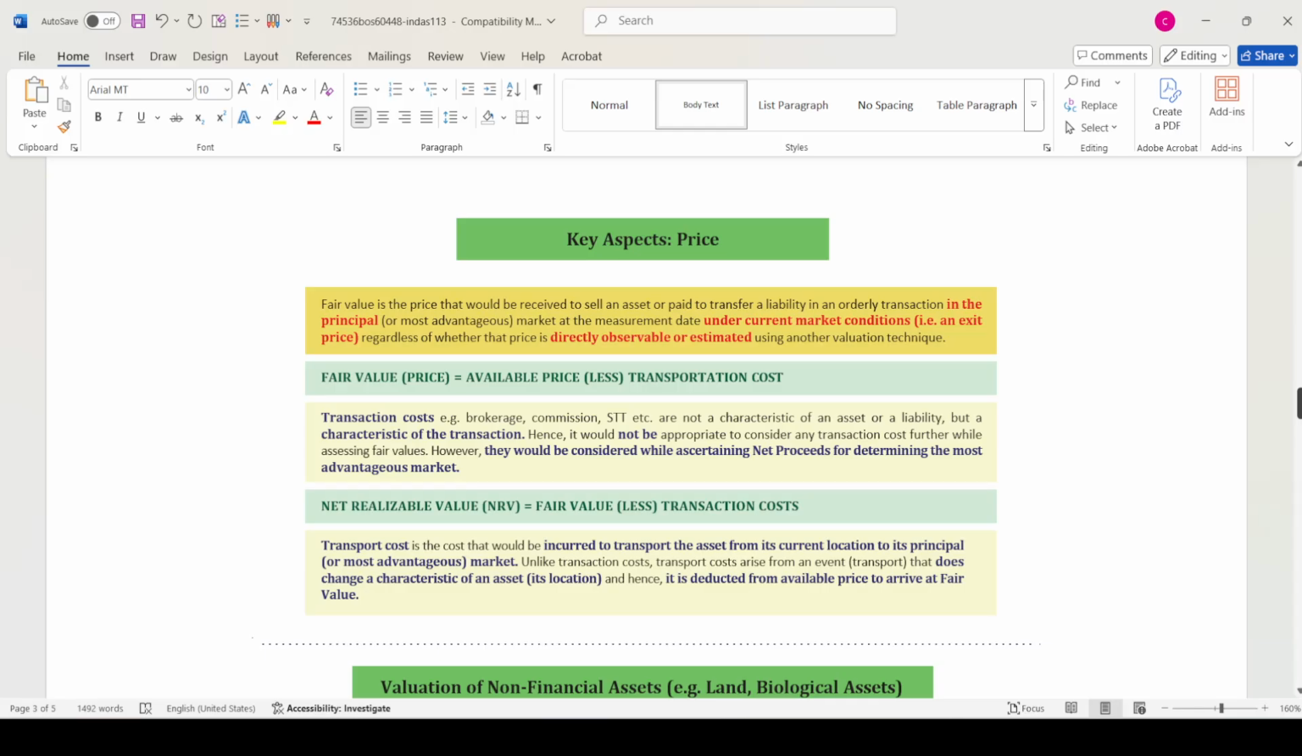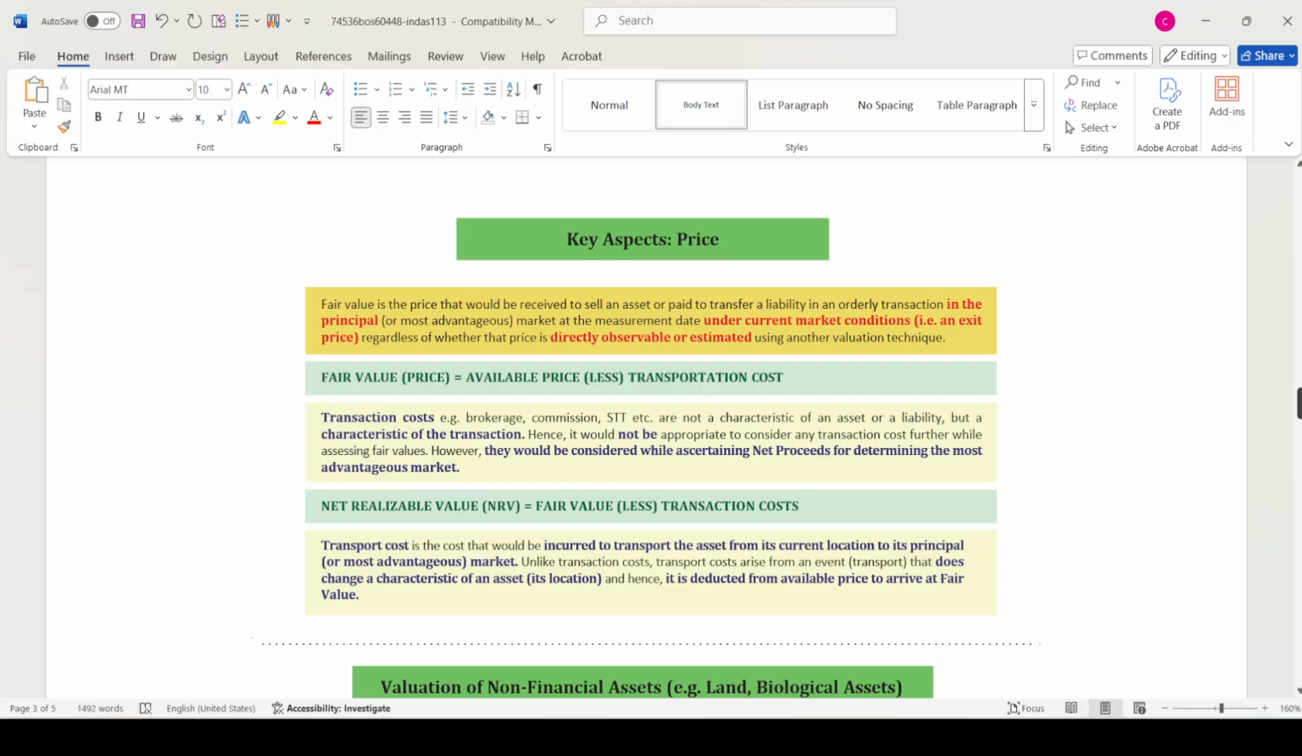What do you mean by price? So price is nothing but fair value. Fair value is the price that could be received from selling an asset or paid to transfer a liability in an ordinary transaction in the principal or most advantageous market at the measurement date under current market conditions, an exit price, regardless of whether the price is directly observable or estimated using other valuation techniques. So price is nothing but exit price. That is, at what price the entity can sell the asset or transfer a liability.